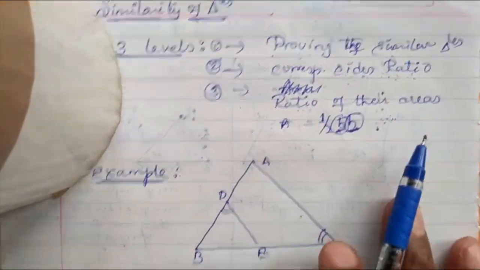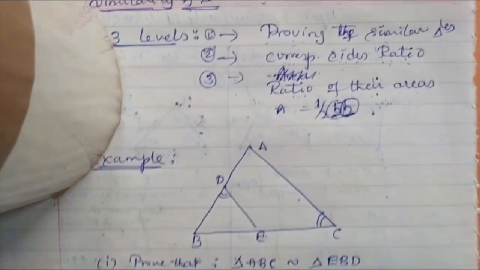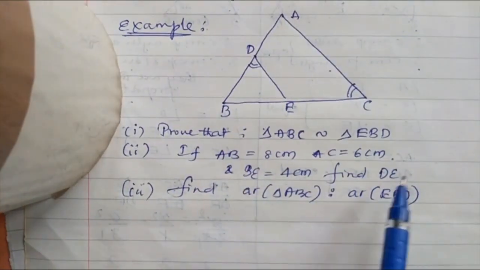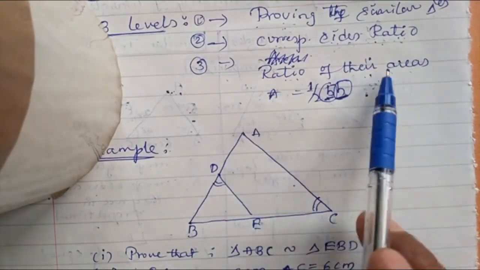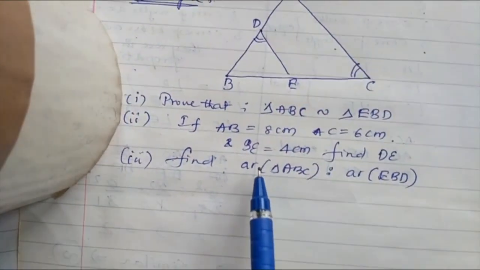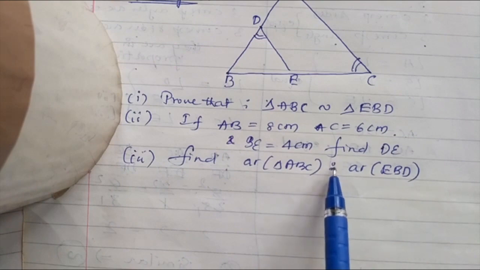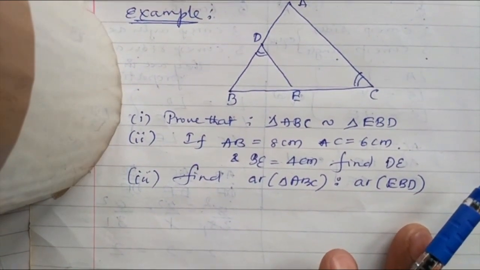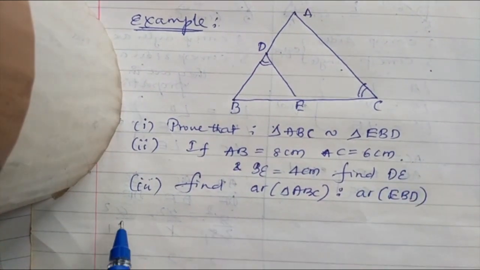First one is proving. Look at here, prove that. Second one is corresponding sides ratio. Using that we are finding DE length. And the third one is ratio of their areas. What is the area of ABC is to the ratio area of EBD. Let us follow these three levels one by one. First sub question we take in the solution.